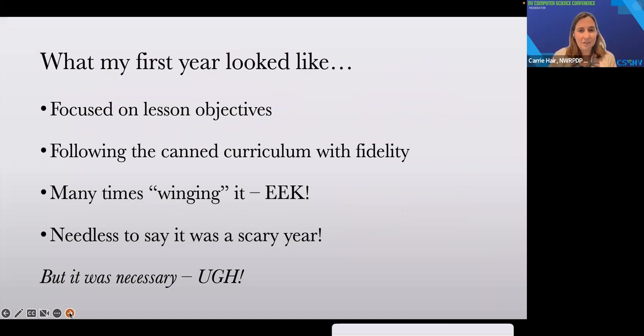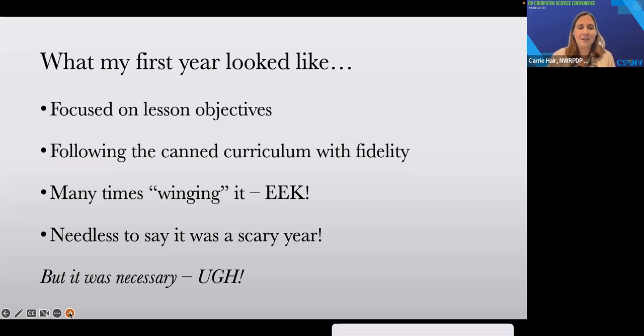I focused on the lesson objectives. I used code.org. There are some great curriculums out there. I followed the canned curriculum with fidelity. It was a lot of work. I read those lesson plans and I'm like, okay, I get what they want us to do. However, even though I read those lesson plans and I felt like I really understood what was going on, I was winging it a lot of the time.